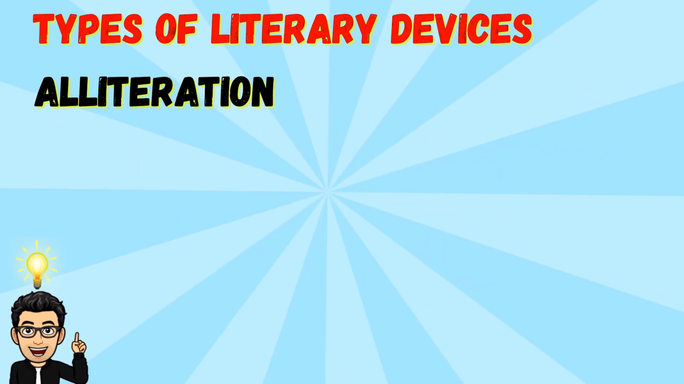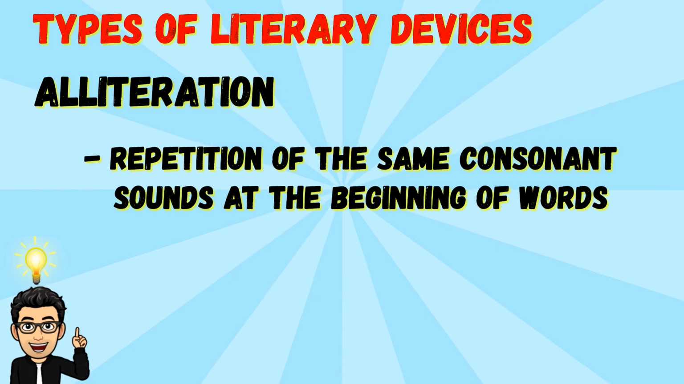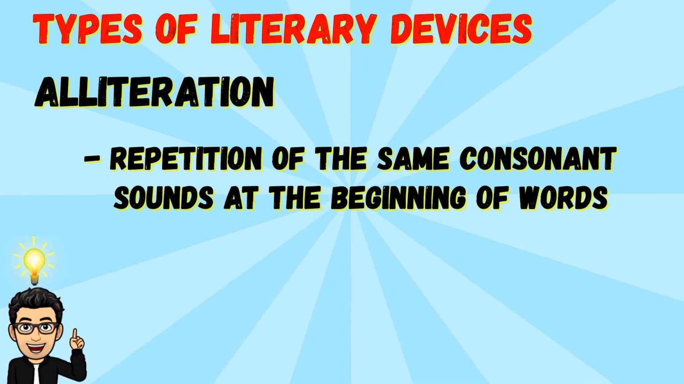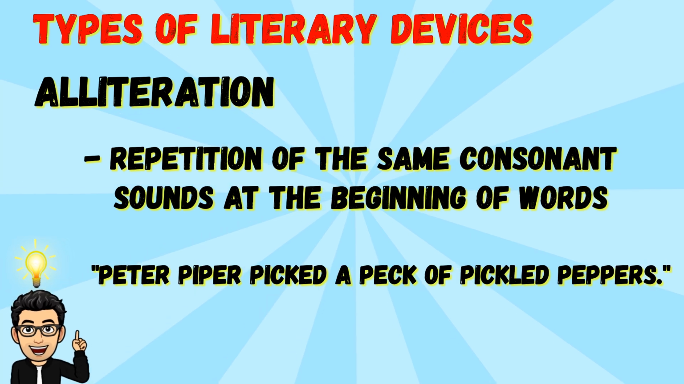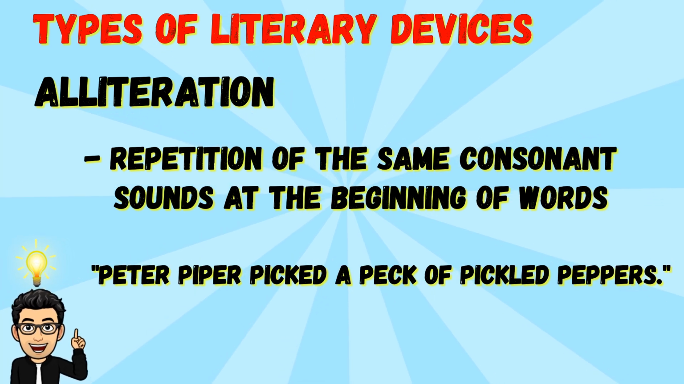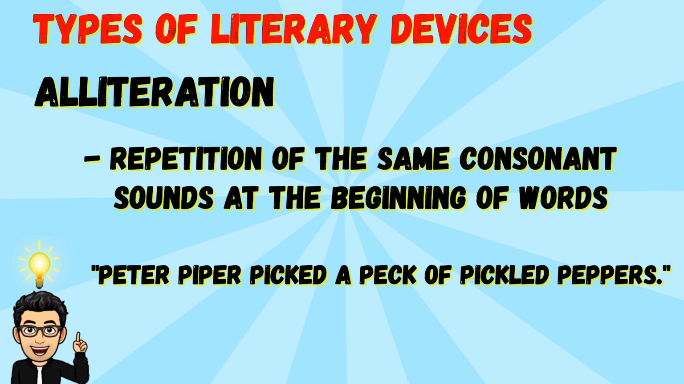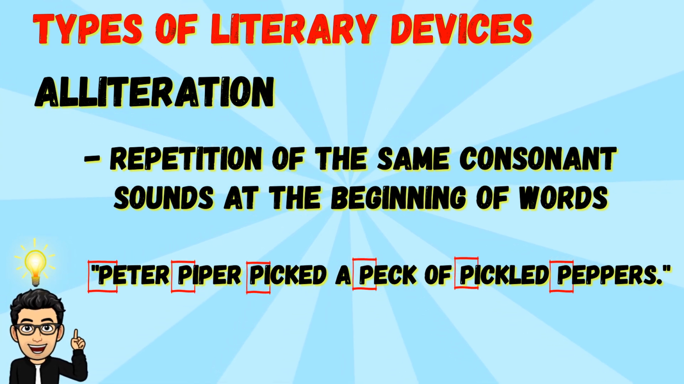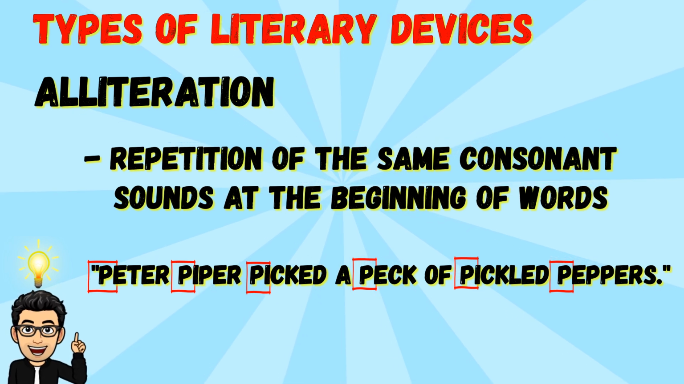Alliteration. Alliteration is the repetition of the same consonant sounds at the beginning of words in a sentence or phrase. A simple example of alliteration is found in the tongue twister. In this sentence, the repetition of the P sound at the beginning of each word creates a rhythmic effect and enhances the memorability of the phrase.